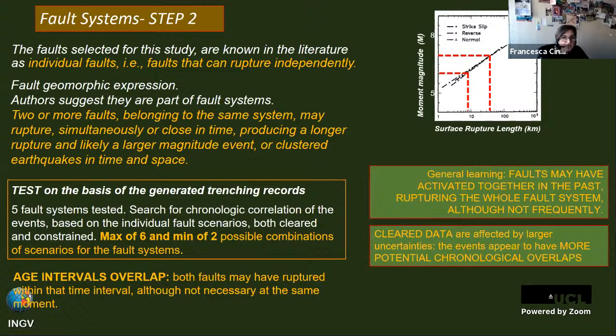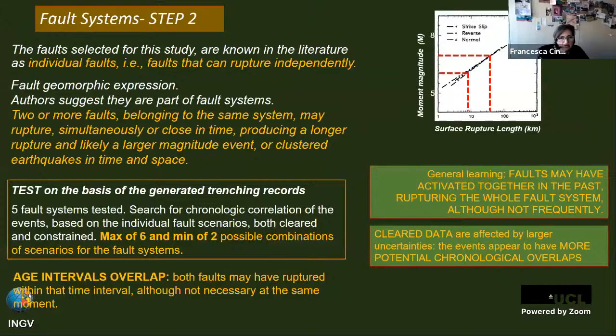So, fault system, step 2. Authors suggested, based on fault geomorphic expression, that some of the individual faults are part of a fault system. So this means that 2 or more faults belonging to the same system may rupture simultaneously or close in time, producing a longer rupture and likely a larger magnitude event, or clustered earthquakes in time and space.